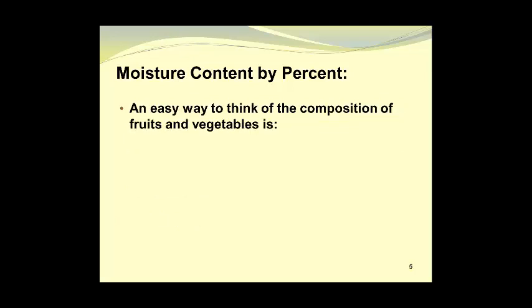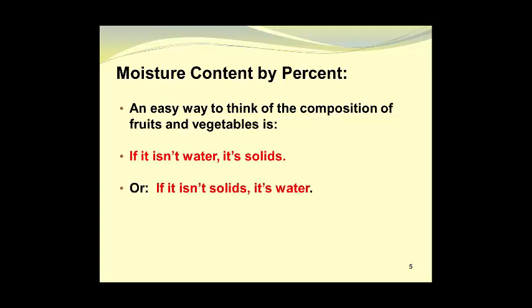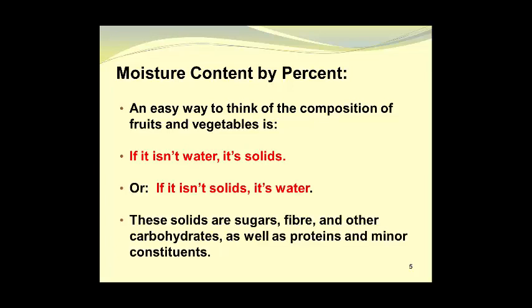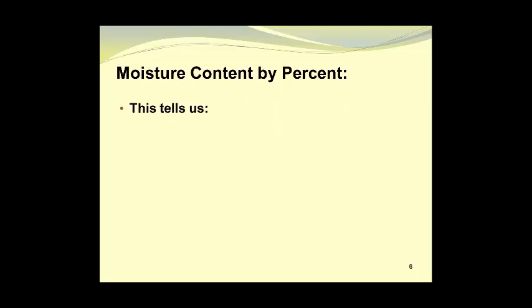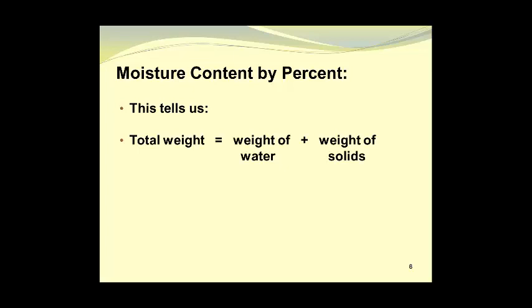An easy way to think of the composition of fruits and vegetables is, if it isn't water, it's solids, or if it isn't solids, it's water. These solids are sugars, fiber, and other carbohydrates, as well as proteins and minor constituents. This tells us that the total weight will be equal to the weight of the water plus the weight of solids, or 100% will be the percent by weight of water plus the percent by weight of solids.